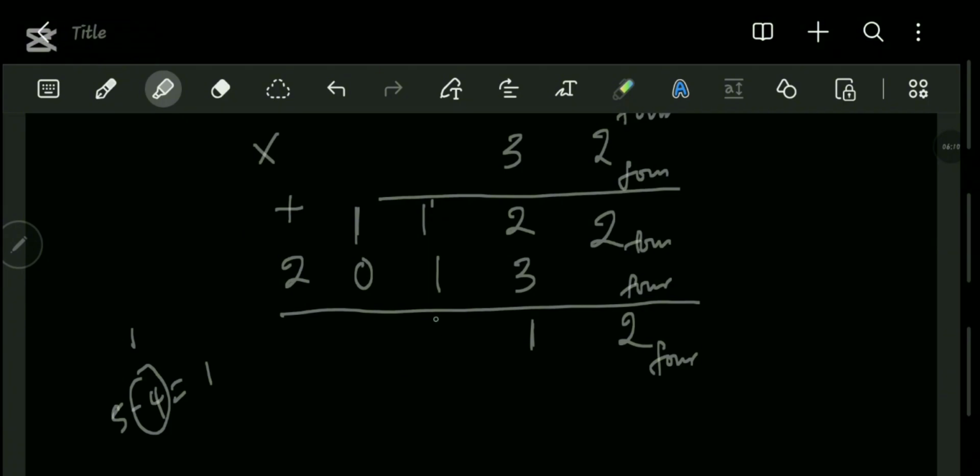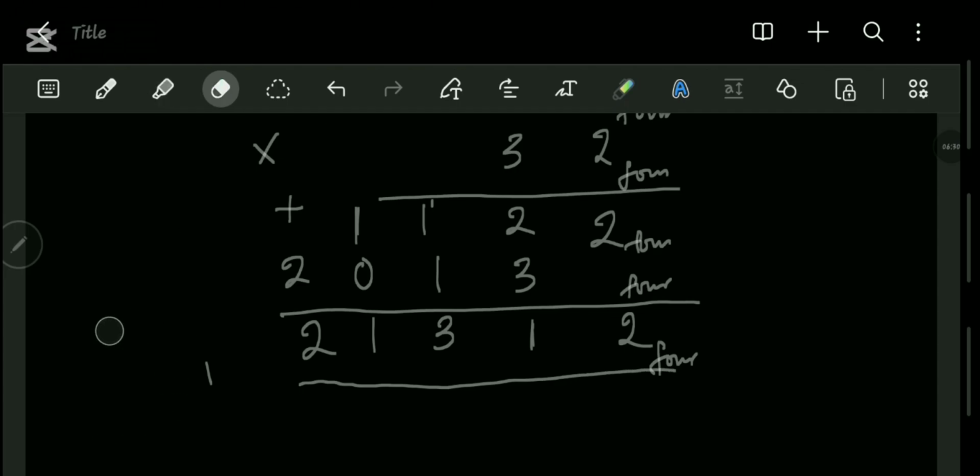Are you seeing that? So I'm having 1, this 1 plus this 1 is 2, plus the 1 up here is 3, and 3 is not up to 4, so I can drop my 3 here. So I'm not carrying any other thing. So 1 plus 0 is 1, and then I have my 2. So this is the answer in base 4 for question 1.